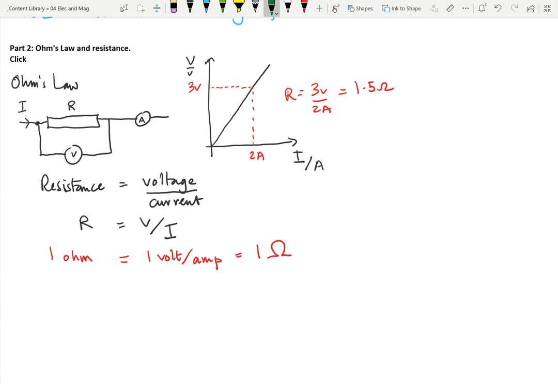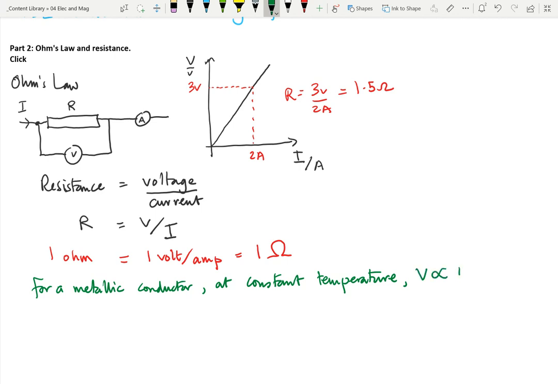Now, even Ohm recognized that this relationship had some limitations, and so what he said was, for a metallic conductor, okay, so we're not talking about glass or wood, for a metallic conductor, and then he said at constant temperature, because he spotted straight away that actually if the temperature changes, then the graph isn't straight anymore. But if it's a constant temperature, then V is proportional to I, as shown by the graph. So there you have it.